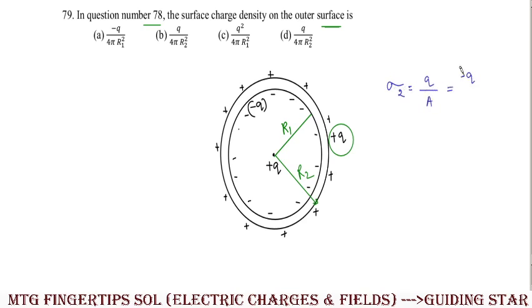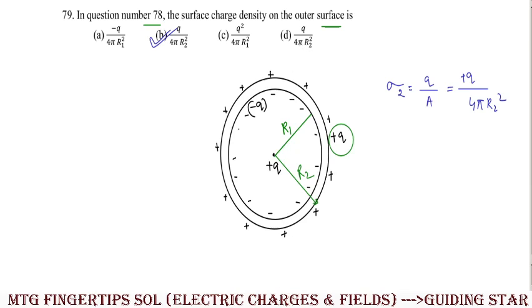So charge is plus q divided by area, which is 4 pi r2 square. तो सिग्मा 2 का वैल्यू कितना होगा? सरफेस डेंसिटी ऑफ द आउटर सरफेस will be q upon 4 pi r2 square. Option B, this, q upon 4 pi r2 square.